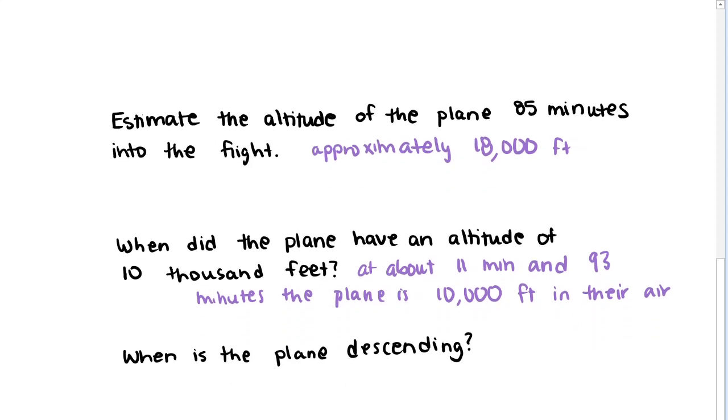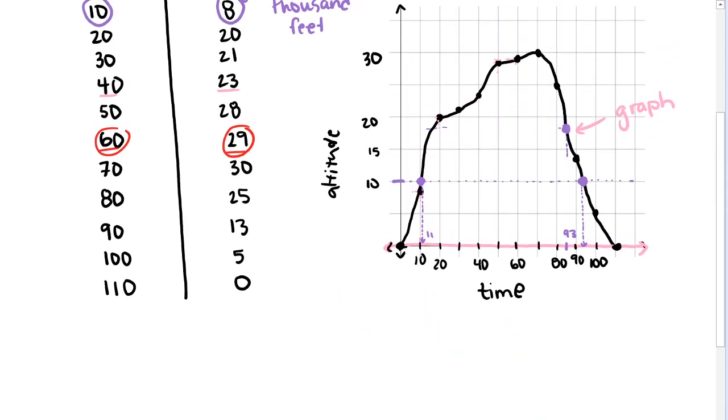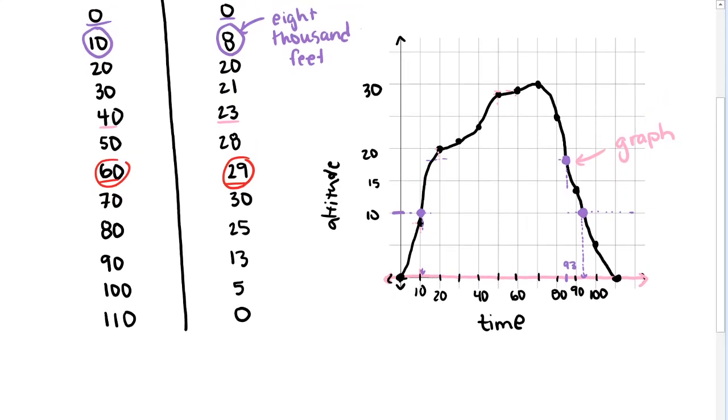Okay, so the next question I'd like to ask about our graph is, when is the plane descending? So if we go back up to our graph, we can kind of see that the higher the points are, the higher the altitude is, right? So for example, this point here is describing when our plane is at an altitude of 30,000 feet. This point here is describing when our plane is at an altitude of 20,000 feet.